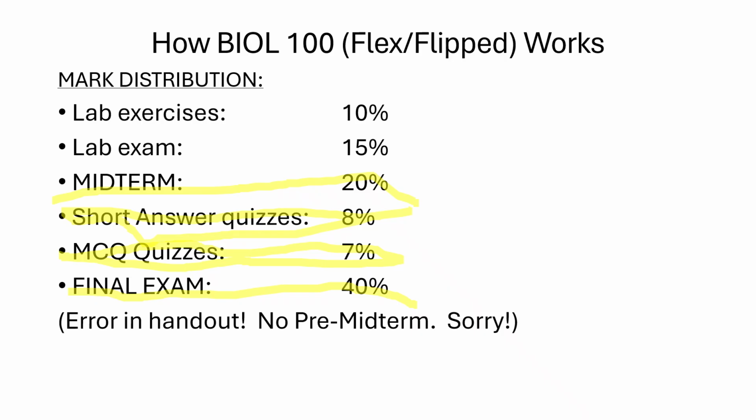Sorry, the handout that I gave you in class has a little bit of an error. I accidentally added a pre-midterm in there, which would make the whole course worth 105%, not 100. Sorry, that was a mistake. My apologies. There's no pre-midterm in Biology 100 in the flipped section. All right, so that is your entire makeup for these labs and lectures.